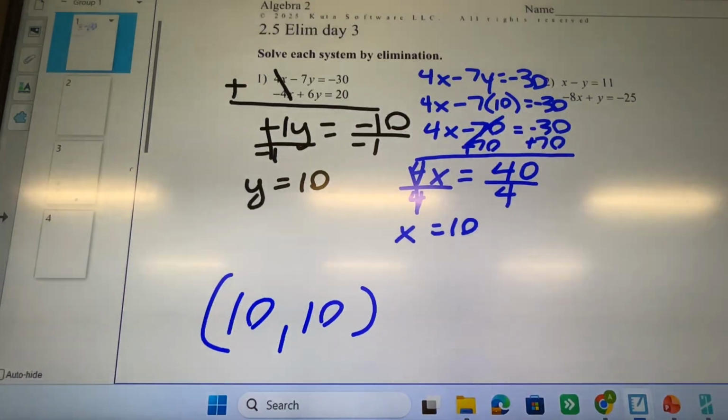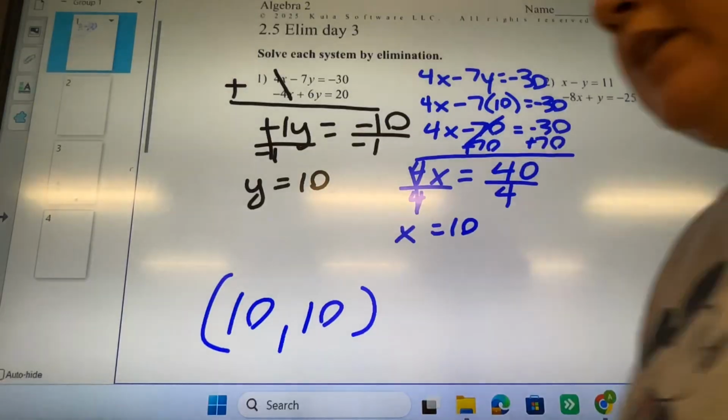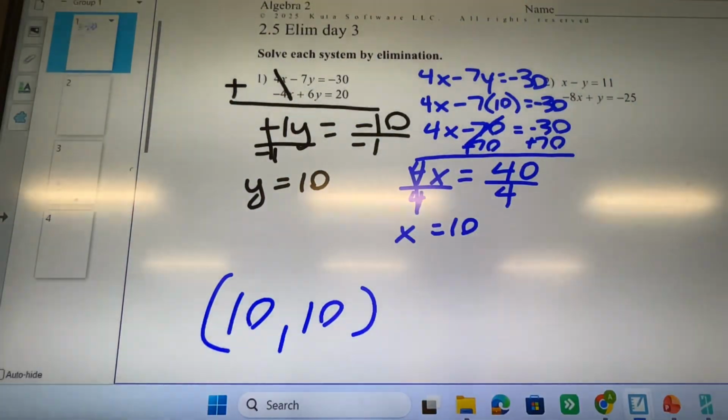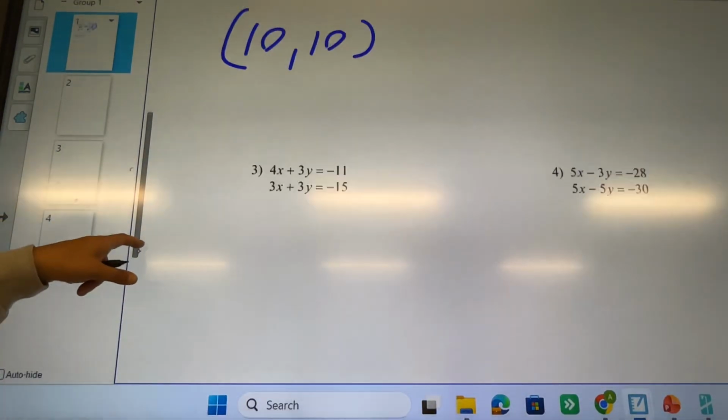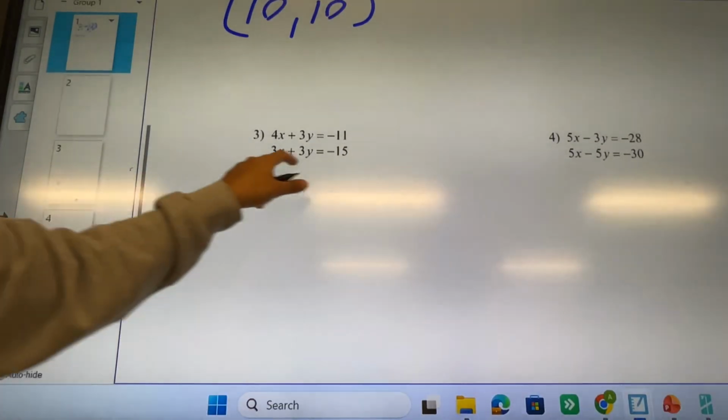Okay, this is what we've been doing all week. Now, number 3 looks different because it is. Okay, so all week we've been doing where we just add them together. So let's look at this next one. What happens when we add them together? So let's talk about it.